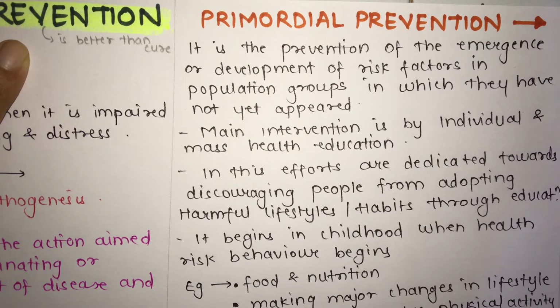In this, the main intervention is individual and mass health education. Basically in primordial, you're just educating the people to take proper health care. The efforts are dedicated towards discouraging people from adopting harmful lifestyle habits through education. You're educating them so that they adopt good lifestyle and habits, and you should discourage them from harmful lifestyle and habits. It begins in childhood, when health risk behavior begins. So primordial prevention is basically in childhood.